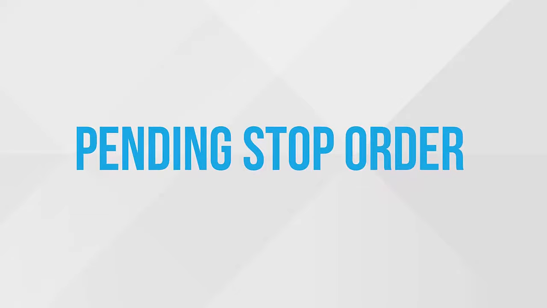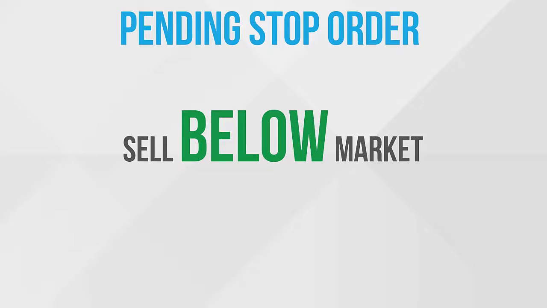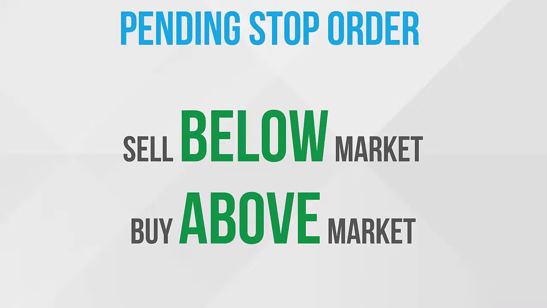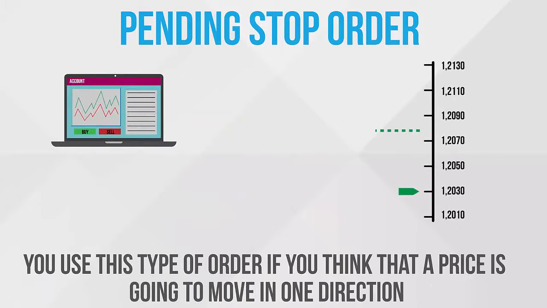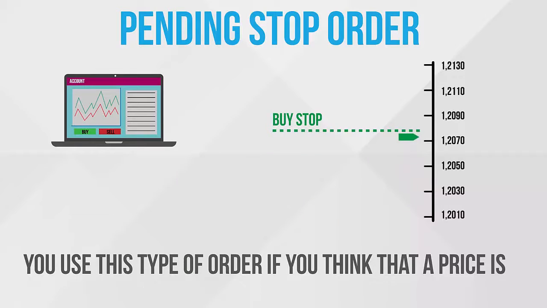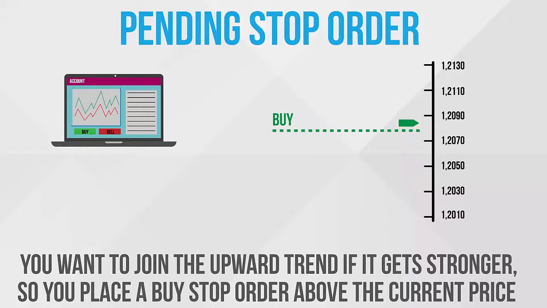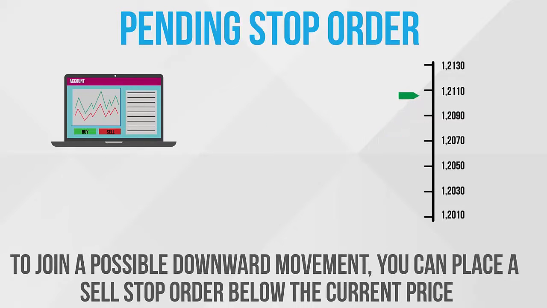Pending stop order. You would place this type of order to sell below the market or buy above the market at a specific price. You use this type of order if you think that a price is going to move in one direction. For instance, you want to join the upward trend if it gets stronger, so you place a buy stop order above the current price. To join a possible downward movement, you can place a sell stop order below the current price.